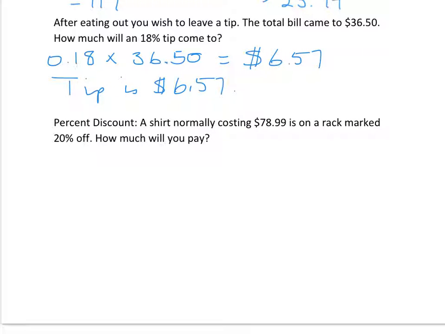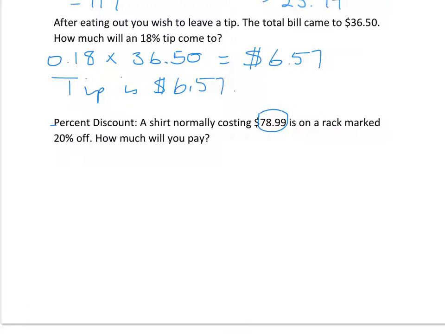Another example would be a percent discount. So we have a shirt normally costing $78.99. It's on a rack marked 20% off. How much will you pay? So there's two ways to do that. You could calculate what 20% of the original cost is and then subtract it from the original cost.